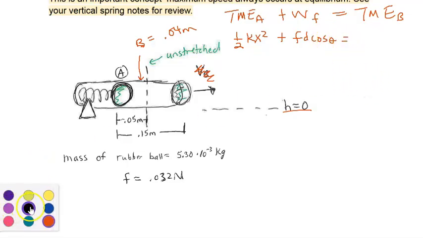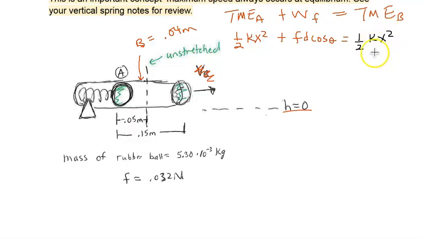equals, and this is tricky. This is what people get wrong on the test. People get all focused on finding the speed that they forget that at B, we're not doing unstretched. The spring is not at the dash line. So the spring still has energy. And we are looking for the speed. So 1/2 kx squared is 1/2 times 8 times 0.05 squared.